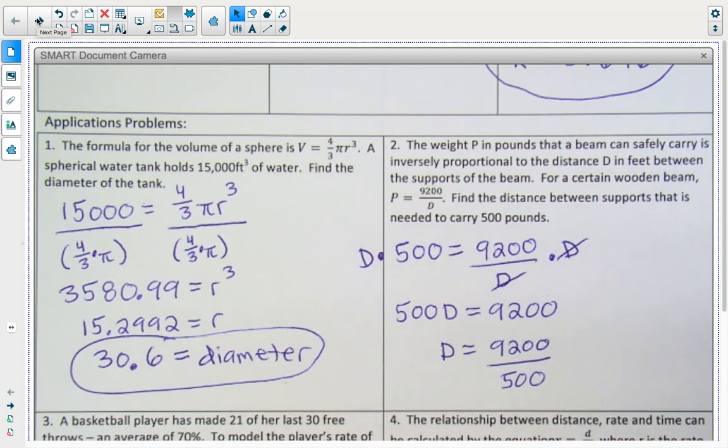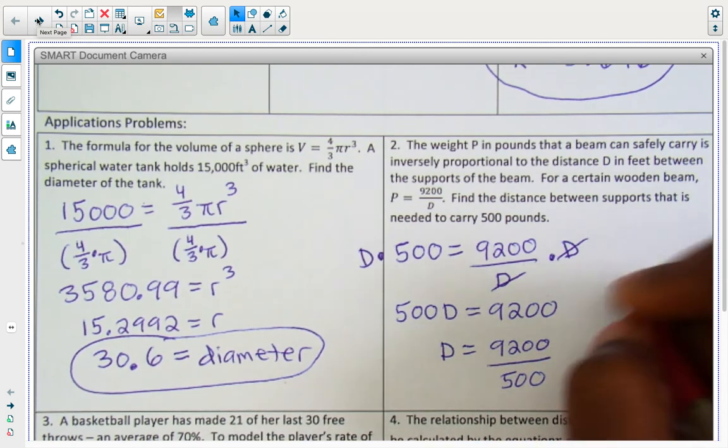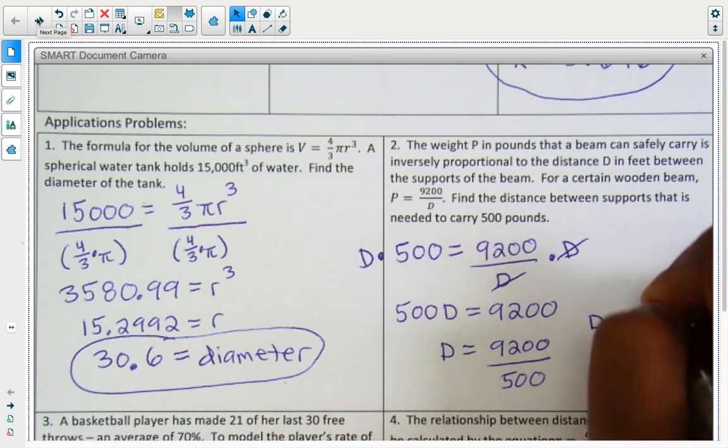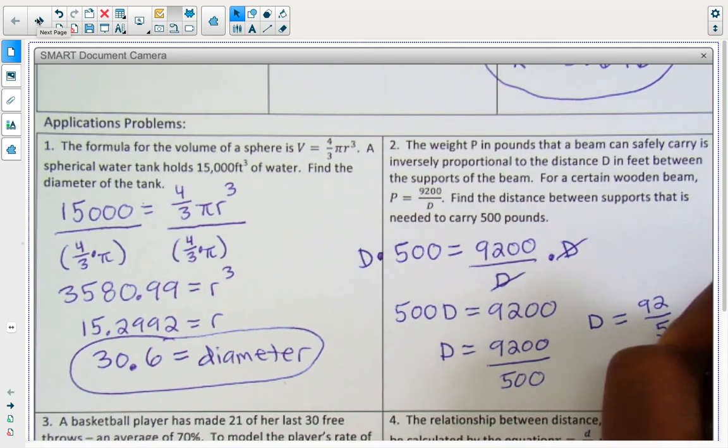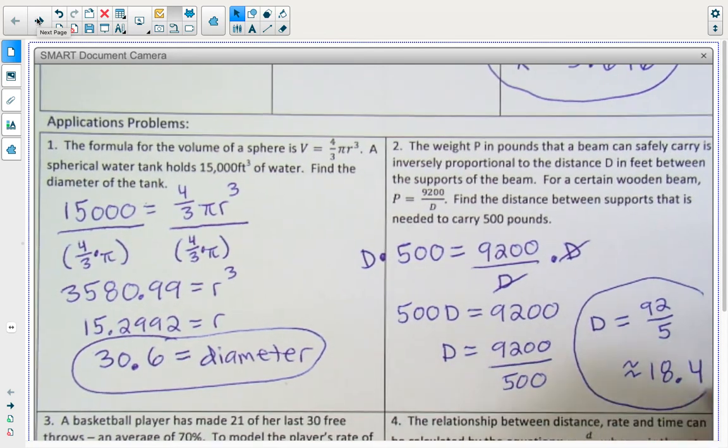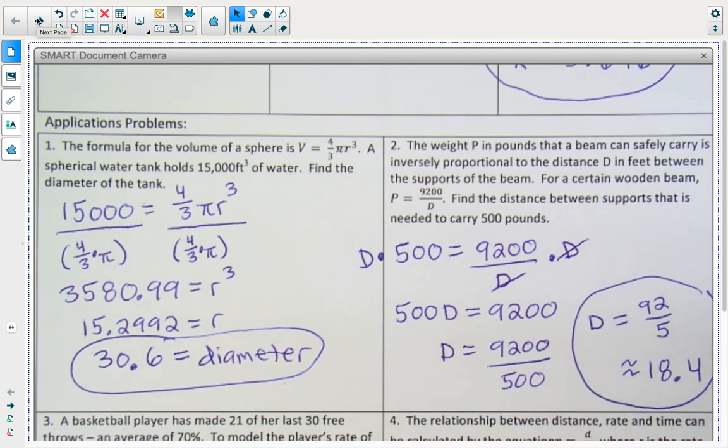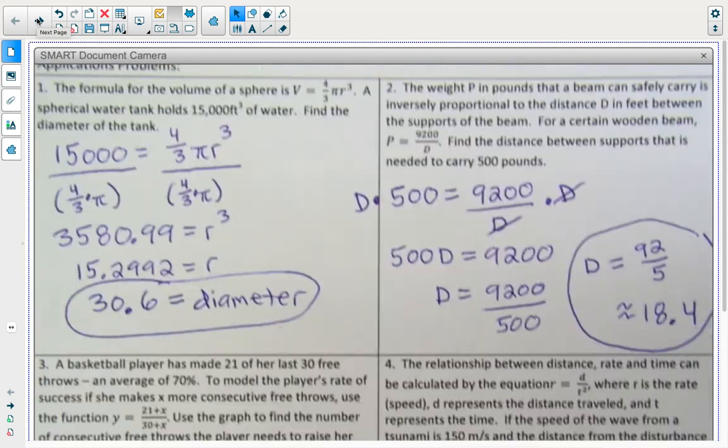And we will type all this in Desmos or some sort of calculator. And D equals, it's going to give me 92 over 5. And as a decimal, it gives me 18.4. So that one wasn't too bad at all.